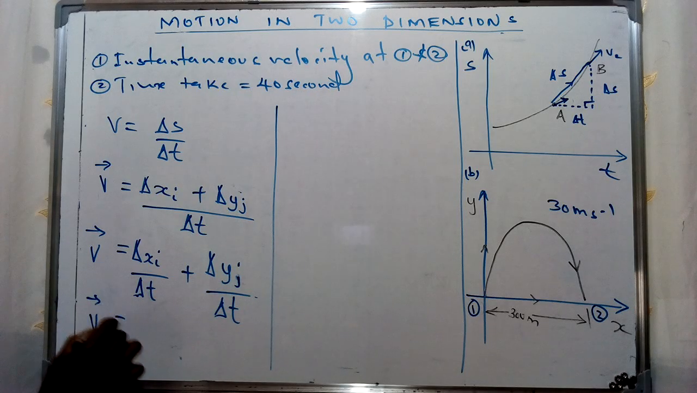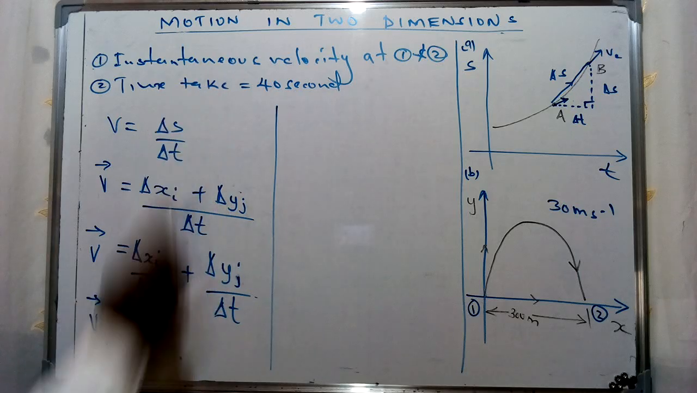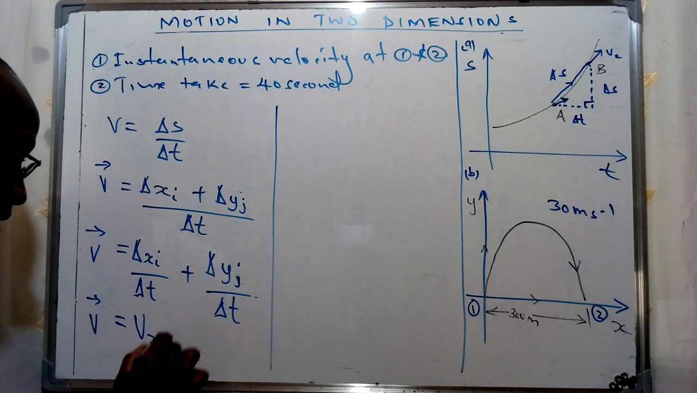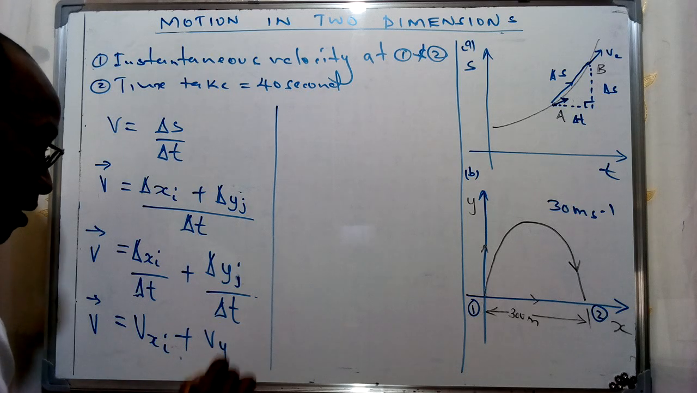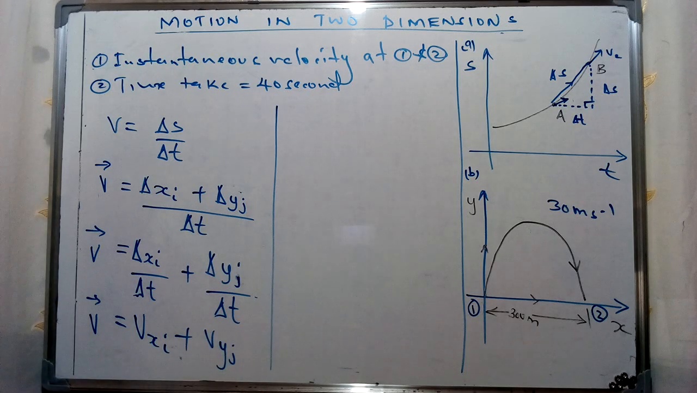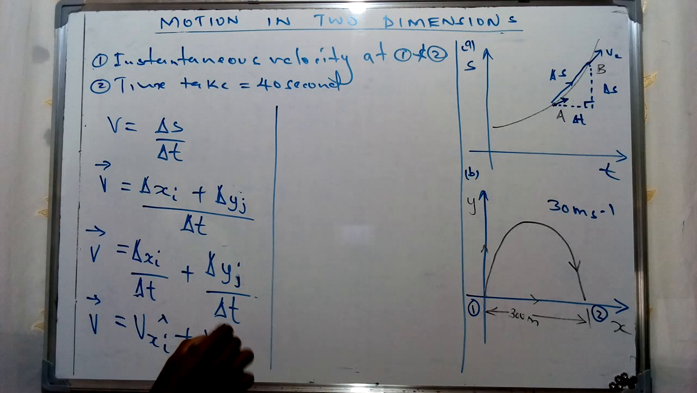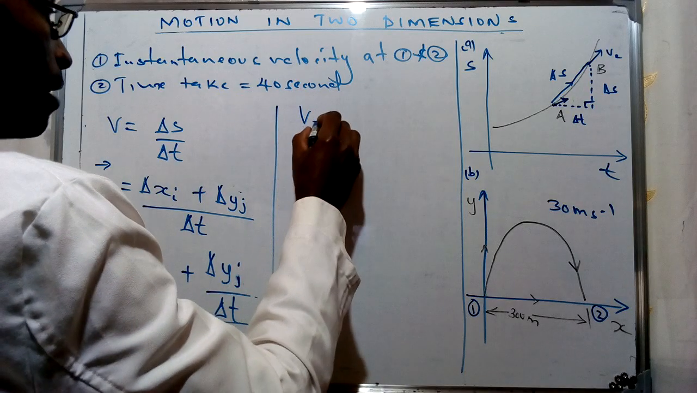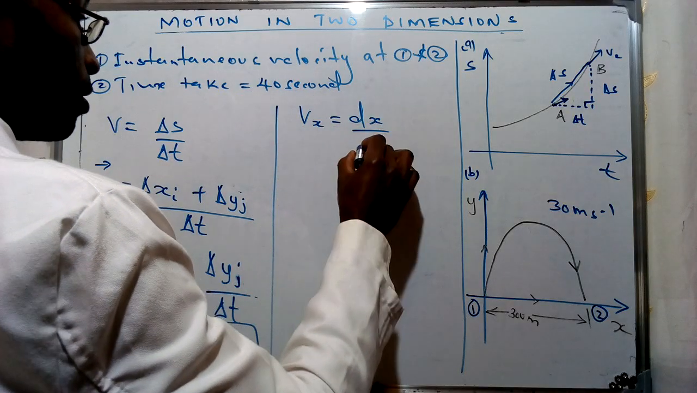So therefore, we can give the velocity for a motion in 2 dimensions in terms of the velocity along the x component plus the velocity along the y component. This gives us our representation for the velocity in terms of motion in 2 dimensions. So in case we have a representation for that, we can find instantaneous velocity, where Vx is equivalent to dx over dt.